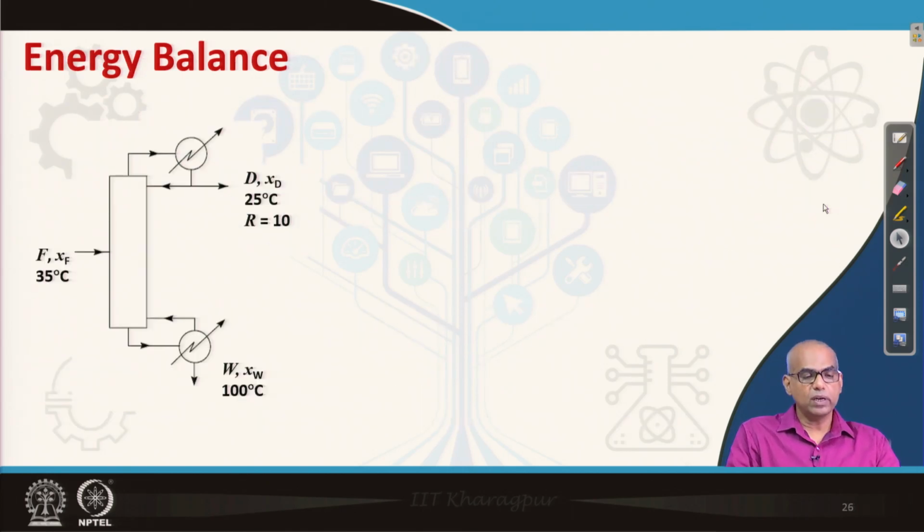Finally, let us quickly talk about energy balance. What you see is a schematic of a distillation column. The feed with composition XF, composition for the more volatile component enters at 35 degrees Celsius. At the top, the distillate rate is D. It may be given in terms of moles per hour or kilomoles per hour. Mole fraction of more volatile component is XD. It is 25 degrees Celsius and reflux rate is 10. The bottom product is withdrawn at the rate of W, mole fraction XW, temperature 100 degrees Celsius.